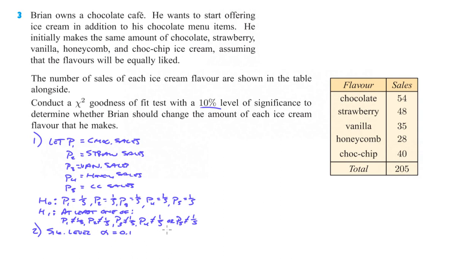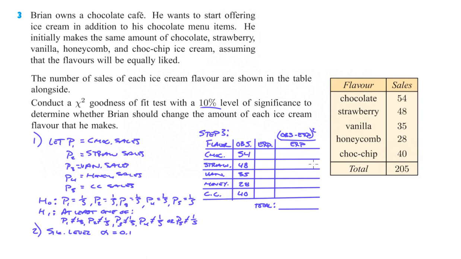0.1 would be our significance level. Okay? Now, step 3 is going to be making our expected value table and then calculating our chi-squared. Okay, so let's set that up.